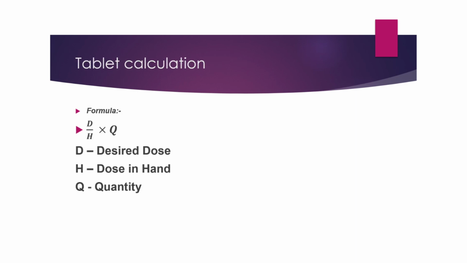We will be discussing tablet calculation, how to calculate tablet. So the formula for tablet calculation is D by H into Q. What does D mean? D means desired dose, H is dose in hand, or you can say the dose which is available in your stock or in your hospital's pharmacy, and Q is quantity.